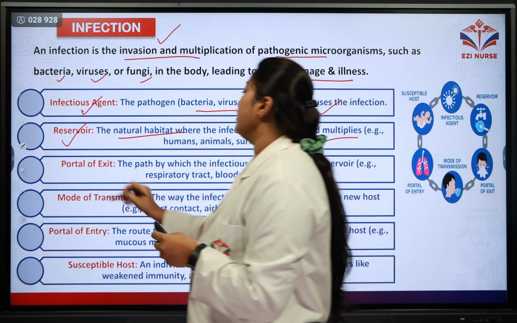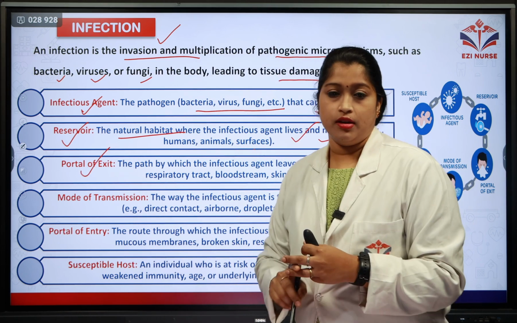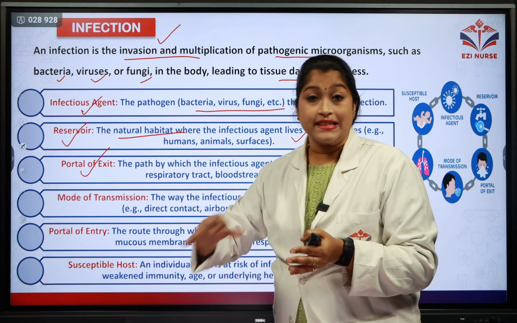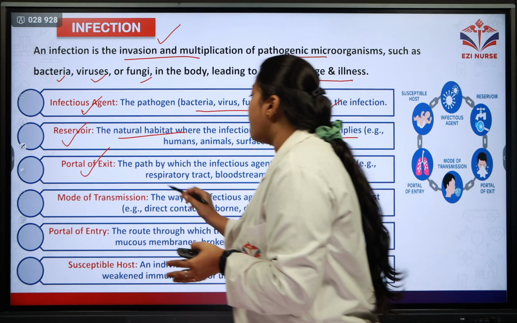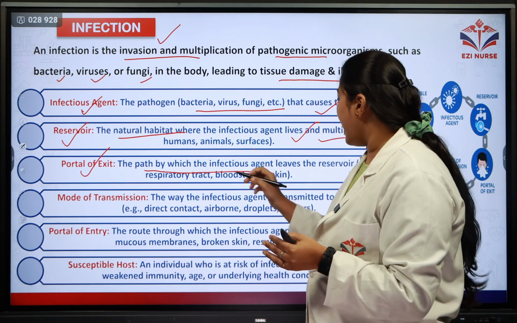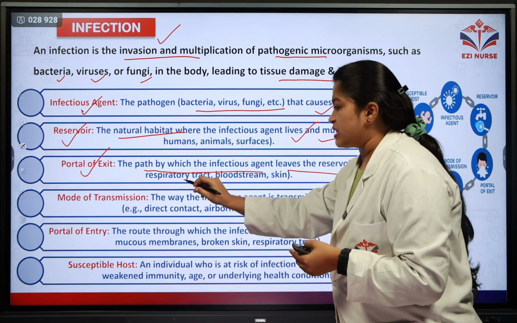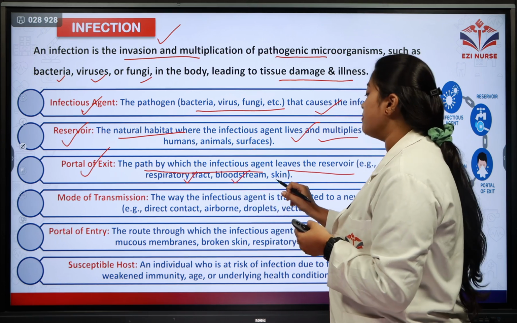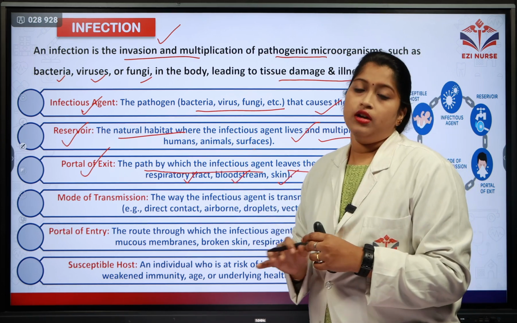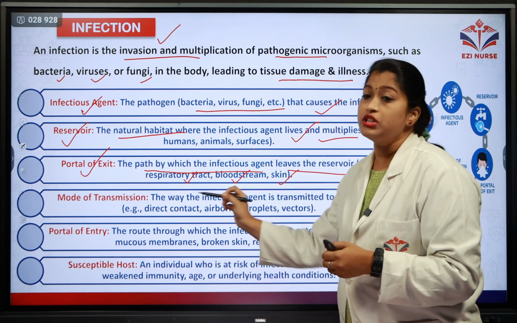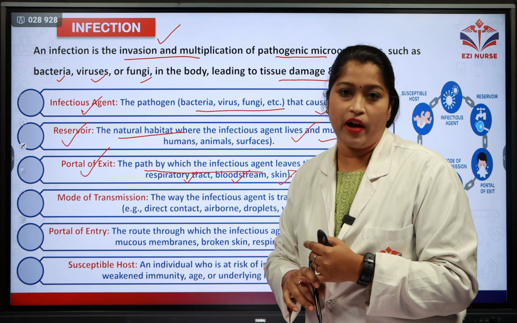Coming to the third point, the portal of exit. From one person to another person, how do the microorganisms exit? It is the path by which the infectious agents leave the reservoir. How are they leaving? Through the respiratory tract, through the bloodstream, through the skin, etc. In the case of the human body and animal's body, these are the portals of exit of these microorganisms.